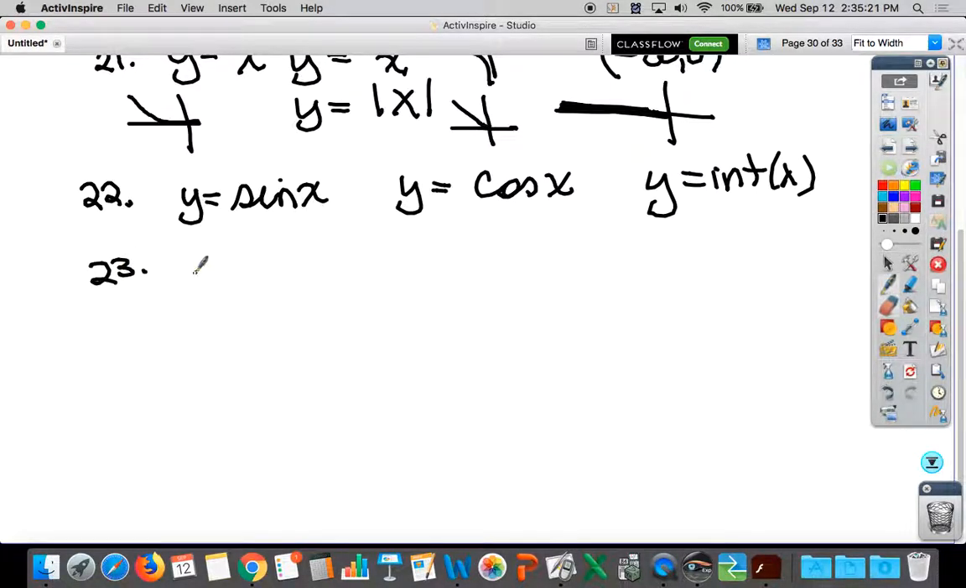23, the three functions with no zeros. Now, I don't know if you know what no zeros mean. Like, does it mean no zeros in the domain? What does no zeros mean? It doesn't end. Does not touch the x-axis. So you might want to circle that.